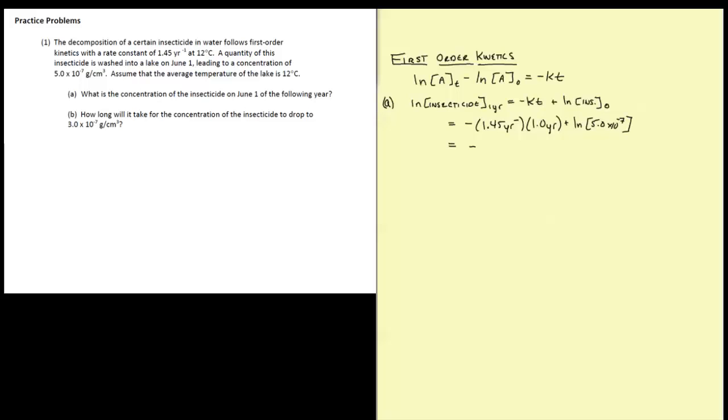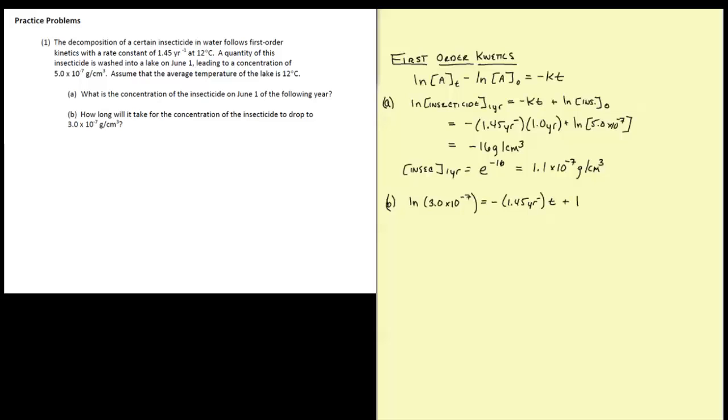When you solve this out, the most important thing to understand is that we have this negative 16, but that's equal to the natural log of the insecticide. That's not the concentration. So in order to find the concentration, we will need to e both sides. That takes care of the natural log on the left-hand side, and it gives us our true concentration on the right-hand side.